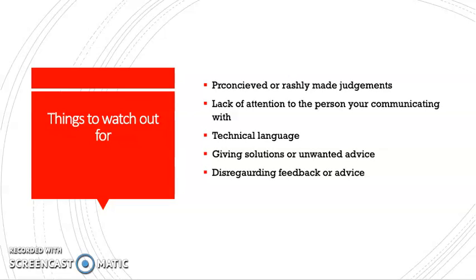Things to watch out for. If you want to be an effective communicator, these are some warnings, things you should stay away from and things to keep your eye on. Avoid making preconceived or rashly made judgments, either about the situation, the people you're talking to, content. Any of this can impair judgment and therefore make communications break down.